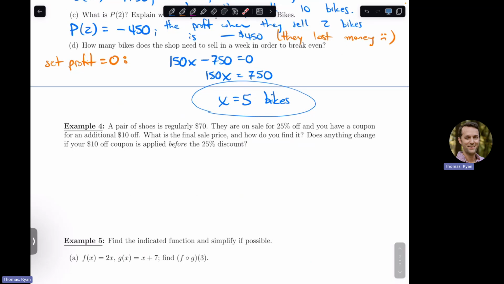So this example 4, this is a problem that we just encounter all the time, sort of out in the world, but maybe haven't thought about that much before. So let's take 5 minutes. Y'all work on that, see what you come up with.